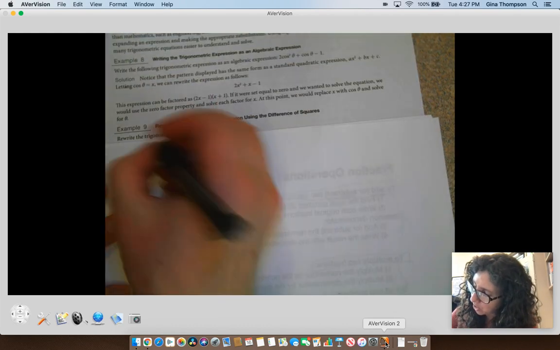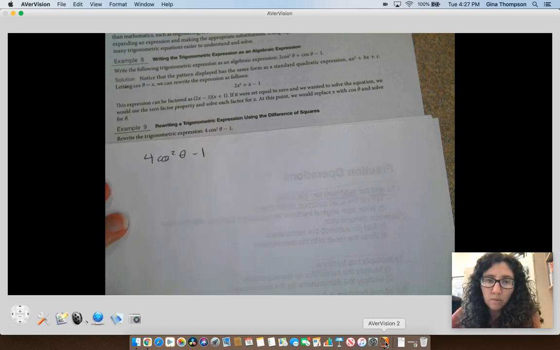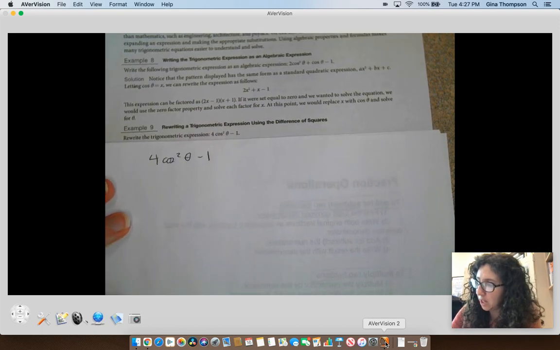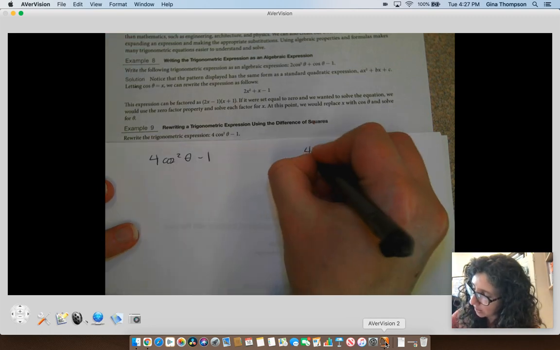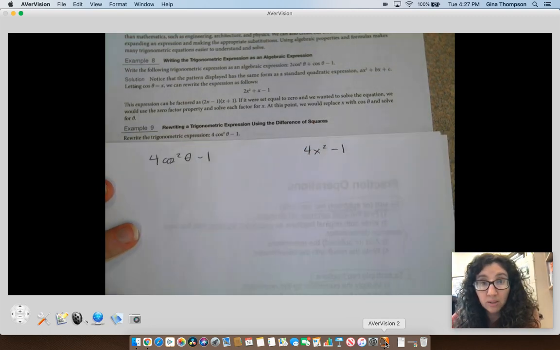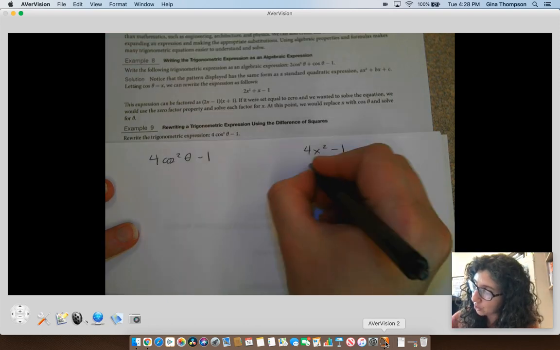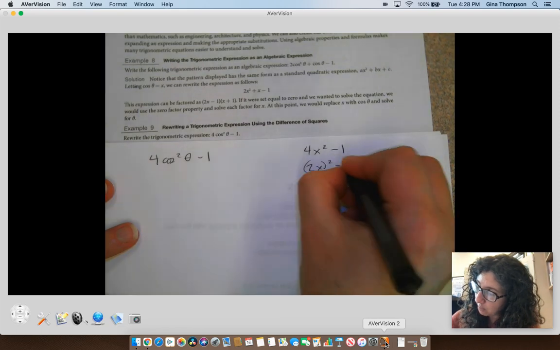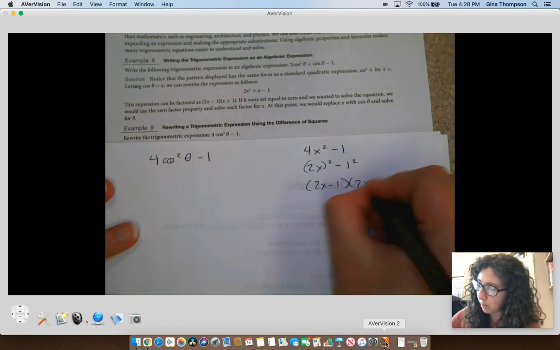Rewrite this trig expression: 4 cosine squared theta minus 1. Can I simplify that? Well, what if I just had instead 4x squared minus 1? Can I simplify that? Think about it for a minute. It's not obvious, but we've already looked at this. We could think of that as a difference of squares, right? We could write this as 2x squared minus 1 squared, and then we could say 2x minus 1 times 2x plus 1.